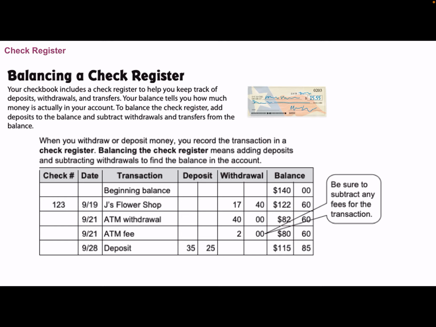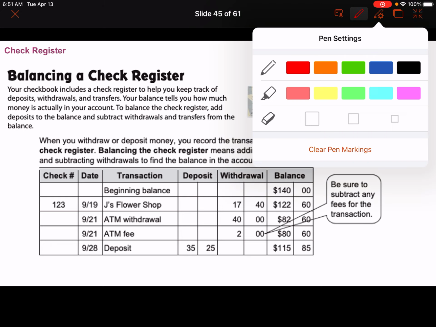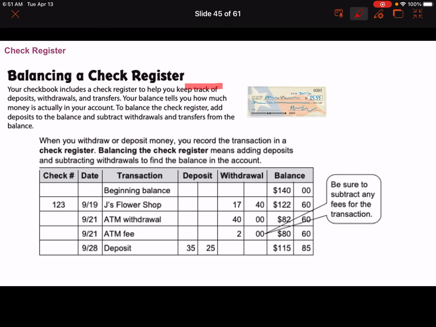Next, balancing a check register. Your checkbook includes a check register to help you keep track of deposits, withdrawals, and transfers. Your balance tells you how much money is actually in your account. To balance the check register, add deposits to the balance and subtract withdrawals and transfers from the balance.